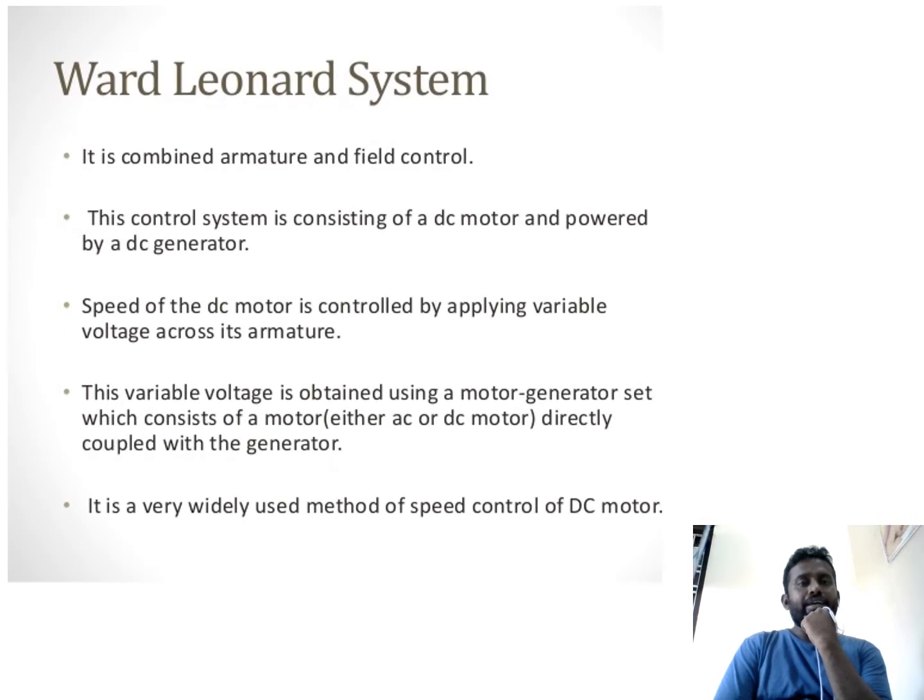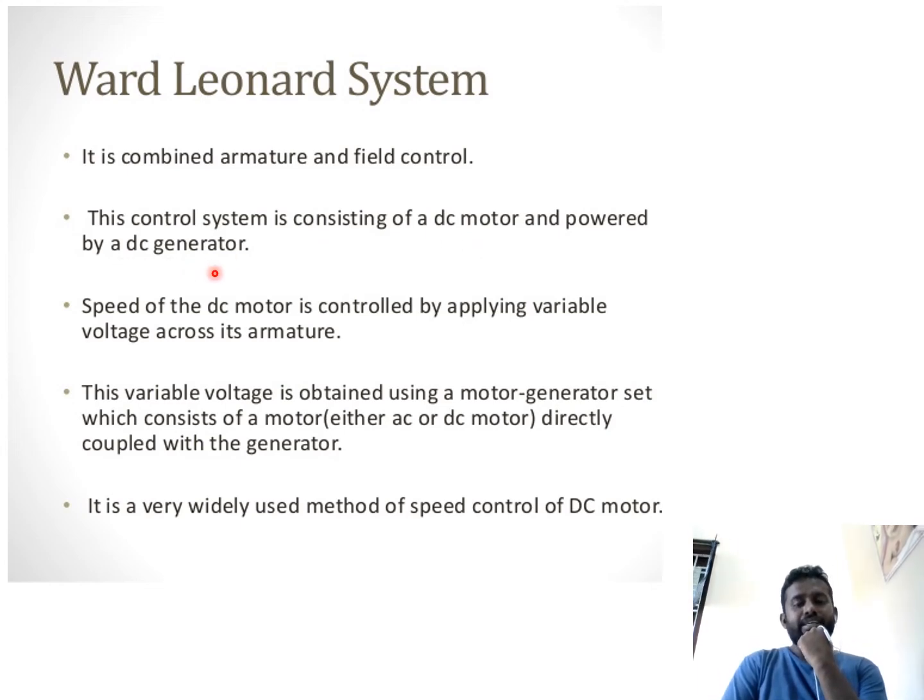Now, Ward-Leonard system or method is one of the important methods wherein in field control you can get the speeds above the base speed, whereas in armature control you will get the speeds below the base speed. Using the Ward-Leonard system, you can get both above the base speed and below the base speed. It is combined armature and field control. That's the reason. This control consists of a DC motor and is powered by a DC generator. So this method has a DC motor and generator set.